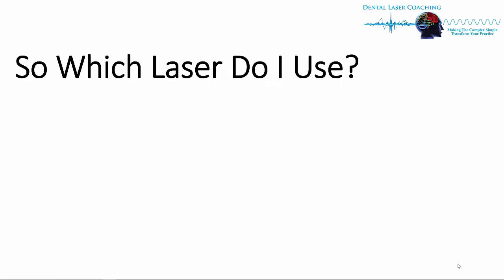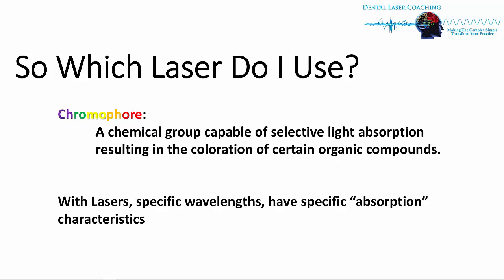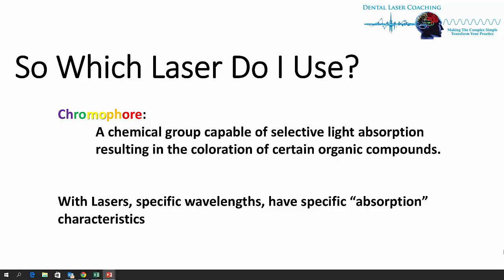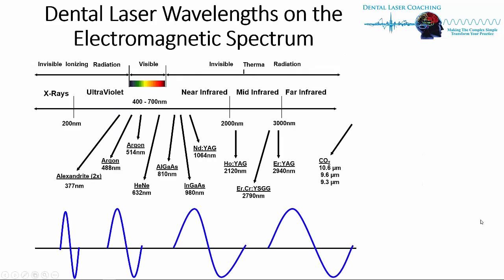So with that being said, I hear this a lot. Which laser do I use? And one of the primary things that we need to consider is chromophore. I'm going to go back to the plants of the world. We think about a chromophore as a chemical group capable of selective light absorption resulting in the coloration of certain organic compounds. So certain plants have certain colors or affinities, and the same thing happens with lasers. Different wavelengths have different absorption characteristics when they interact with different things, and we've got this down to a science and we know some of these things.